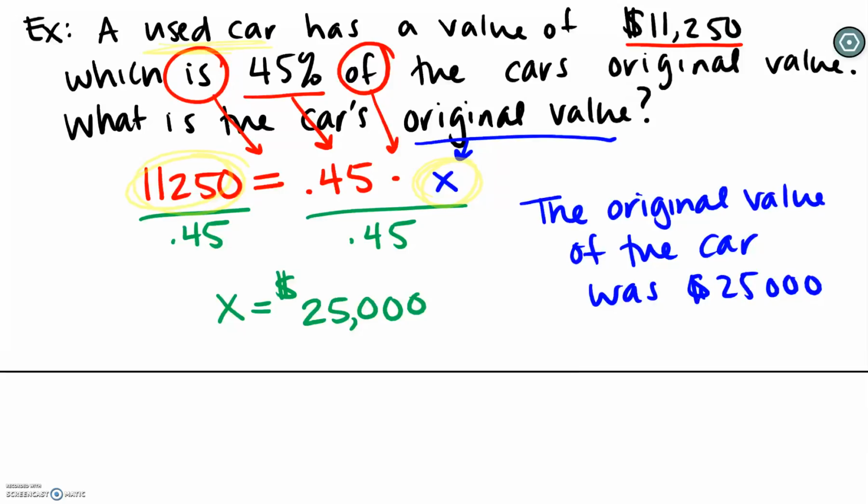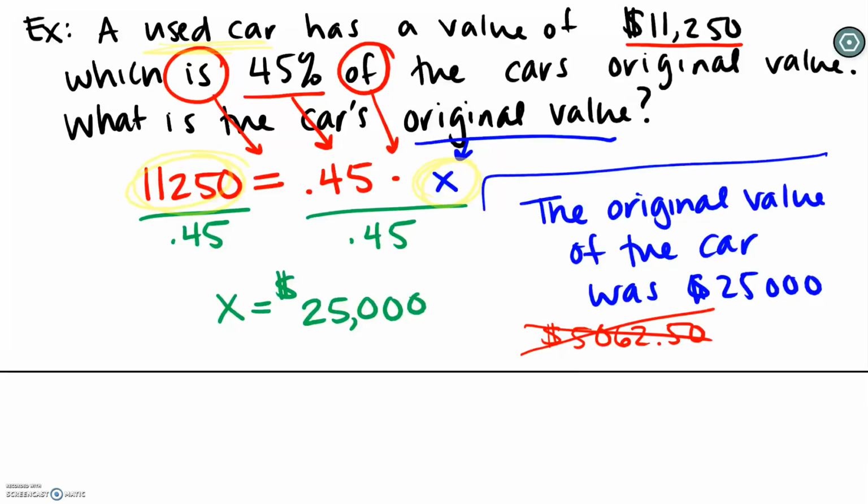So if you gave me an answer here where you accidentally multiplied by 0.45 instead of dividing by 0.45, you would have told me that the original value was $5,062.50, which doesn't make any sense, right? There's no way the car was worth more before when it was brand new. So just keep that in mind. I do expect that you logically think about these questions and see, does my answer make sense? And I will choose nice, pretty things for you to look at like this, where if you use common sense, you should be able to get a lot out of it.